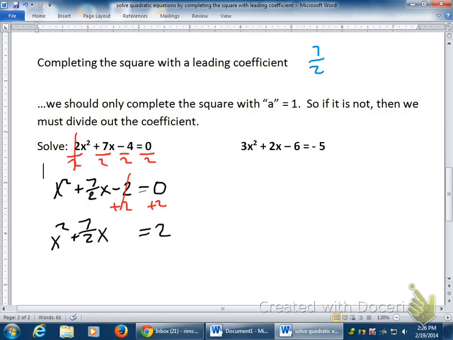Here's a quick little review for you guys. If you're dividing by 2 with fractions from middle school, don't you really multiply by 1/2? So do I need a calculator? No, it's 7/4, right? Alright, and then I square it and you get 49/16 on both sides, right?